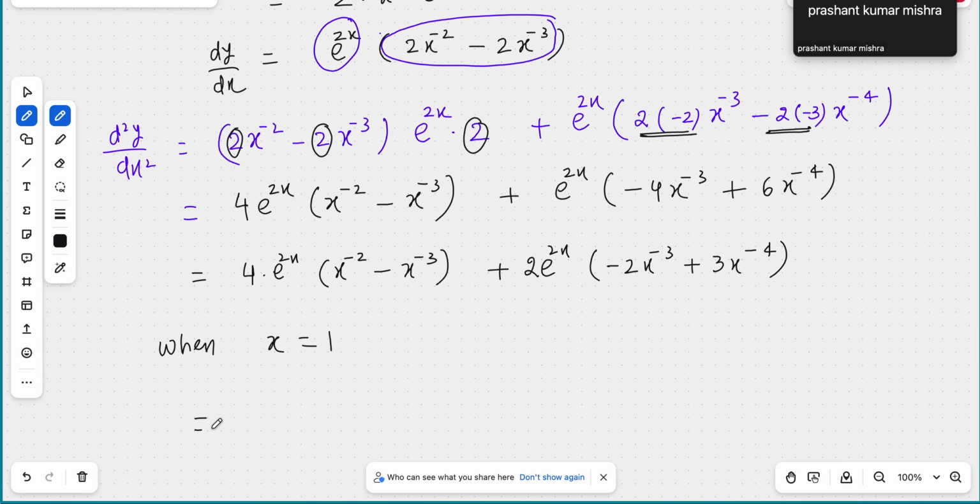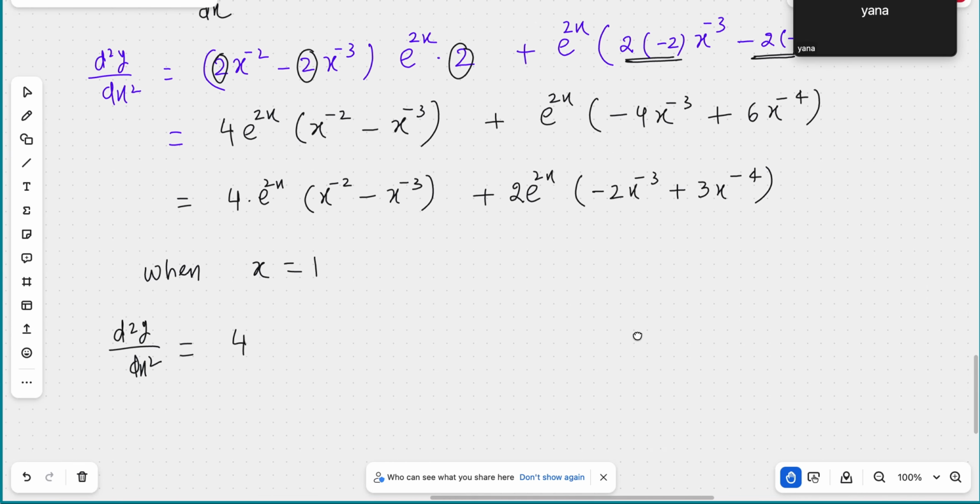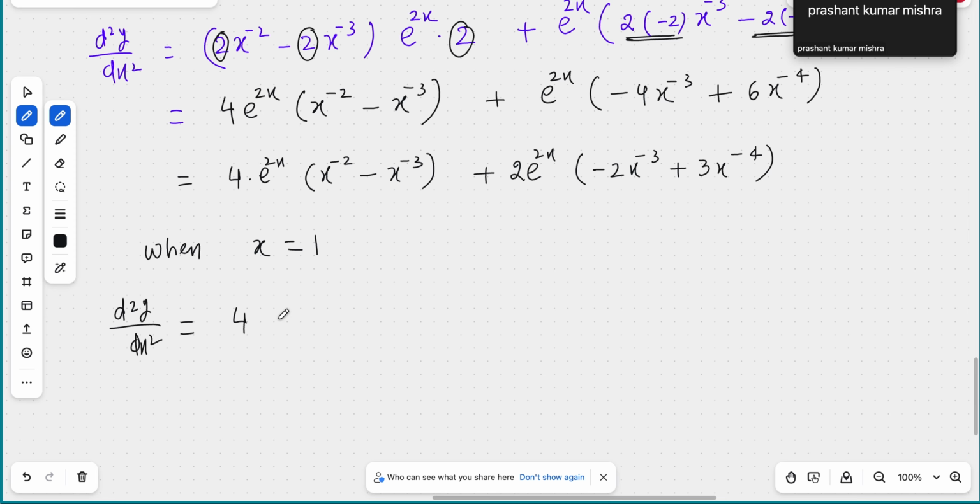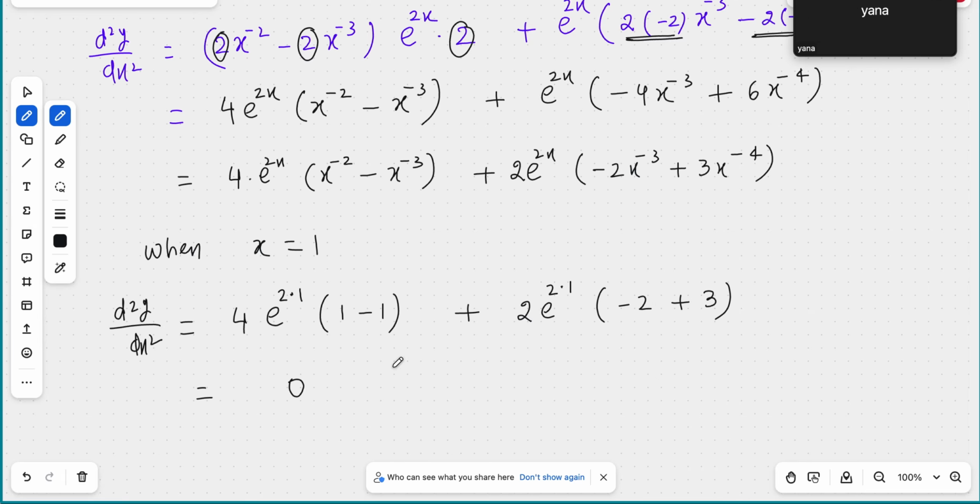If I put x equals 1, so this will be 4, and what we are checking for? The second derivative, d2y over dx squared. So this is x equals 1. So this 4 will be as it is, e, and this is times 1, this is 1 minus 1 plus this is 2, e times 1, this is negative 2 and this is a plus 3. So this term is 0 and this term is 2 e raised to the power 2 as it is.